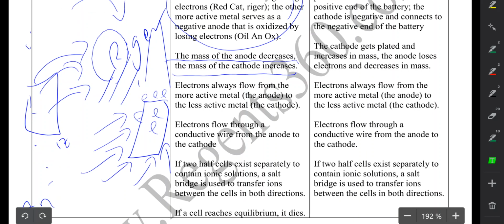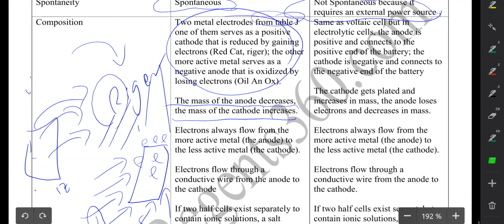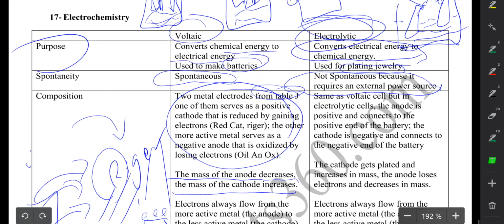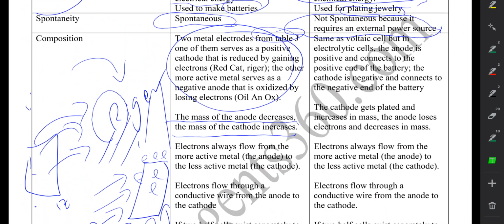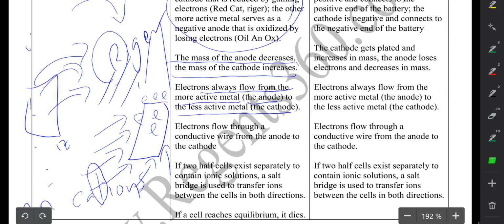These positive ions are known as cations. The T reminds you that they're positive. Cations are positive. And that's how plating sometimes takes place in electrolytic cells. Electrons always flow from the more active metal, the anode, to the less active metal, the cathode. Makes sense, because the more active metal is more likely to lose electrons.